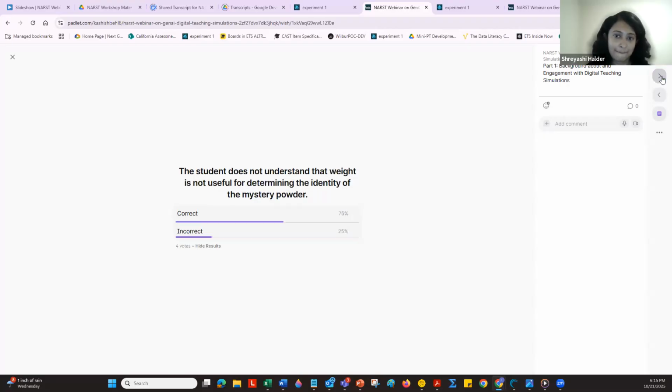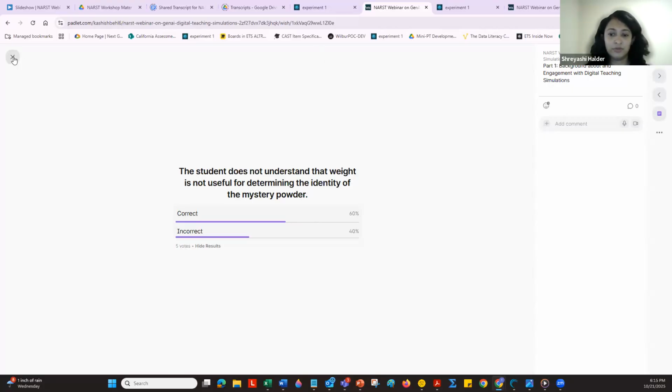The next one is: the student does not understand that weight is not useful for determining the identity of the mystery powder. Some of you might be able to answer this question, or some might not. This student profile actually does not understand that weight is not useful for determining the identity of the mystery powder. So thank you for responding to all those questions.